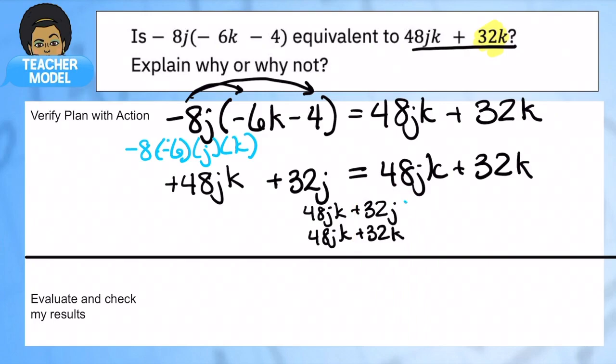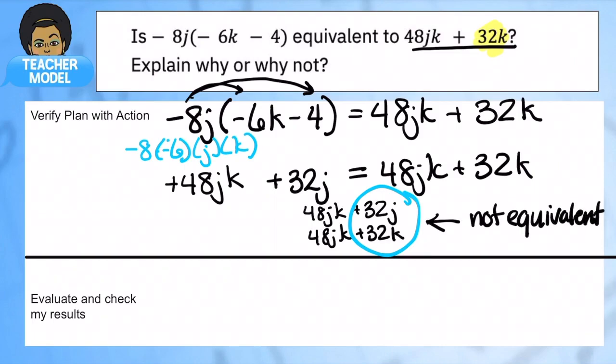So I'm going to circle that in. Not equivalent, because we know j and k are different values. Therefore 32 times j is not going to be the same as 32 times k. Let's put that into our final notes.